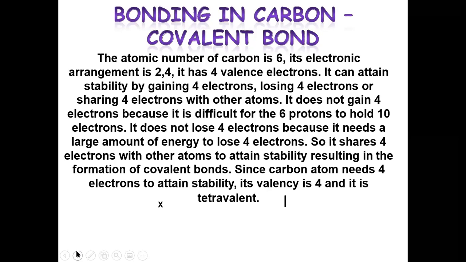Since the carbon atom needs 4 electrons to gain stability, its valency is 4. That's why it is tetravalent. Tetra means 4. See, 4 electrons are there in the outermost orbit of carbon. Now carbon will share the other 4 electrons with the same carbon atom as well as with other heteroatoms. That's why single bonds are there.